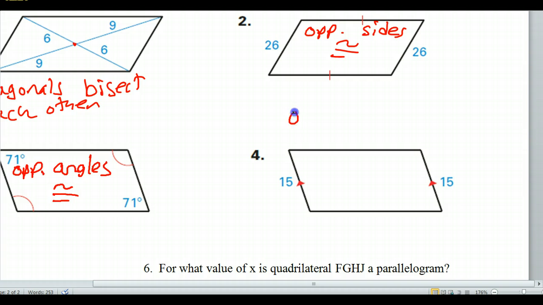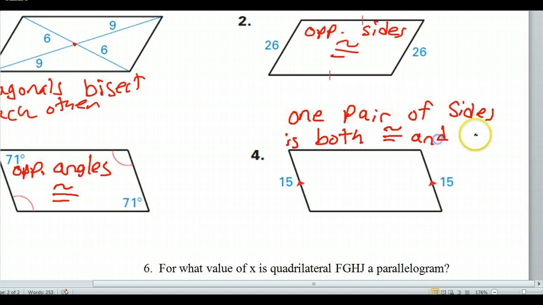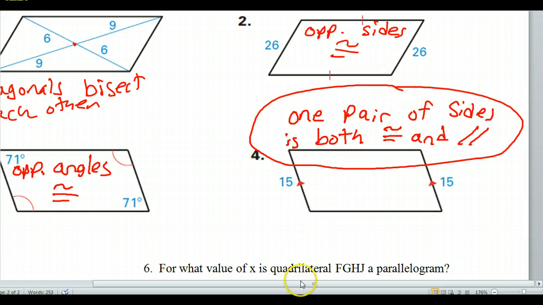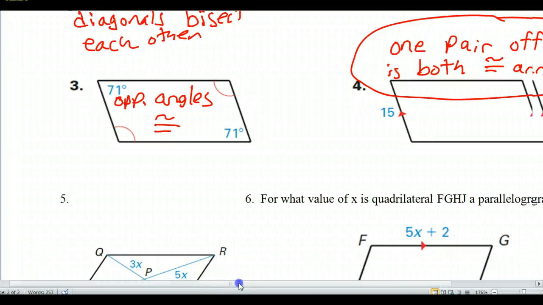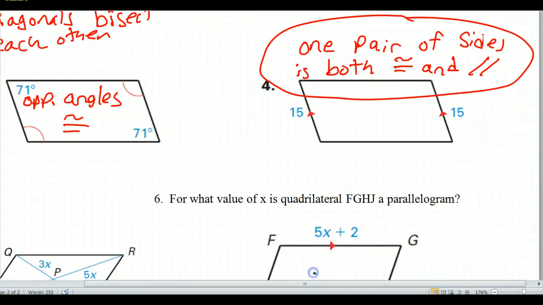Okay, you basically have to say this, because one pair of sides, write this down, this is a tricky one for you guys to understand, because one pair of sides is both congruent and parallel. See what I did there? That's the symbol for parallel, those two little slanty parallel lines. So that's this one. One pair of sides is both congruent and parallel. Okay? I don't get what you said.